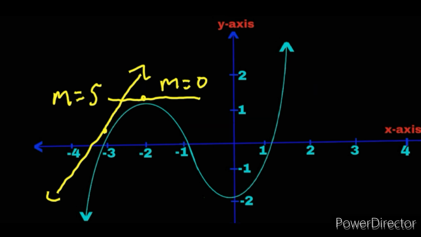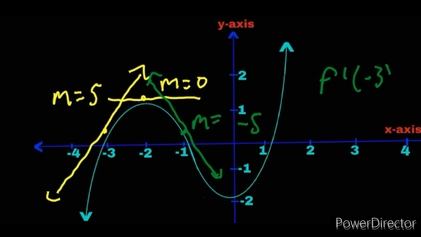If we draw another tangent, for instance at x equals -1, it's going to be something like this. We're going to have a decreasing tangent, so we can assume that the gradient here will be something like -5. That is what they mean when they say first derivative. First derivative means the gradient at a point. At different points, there are different tangents that can be drawn on the graph. So whenever they say the first derivative when x equals -3, they're saying the gradient of the tangent when x is -3, which would be 5 in this case.